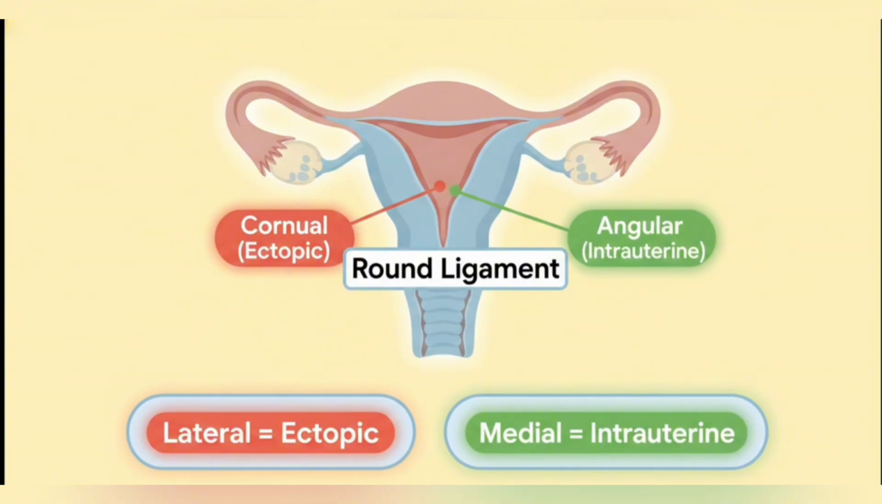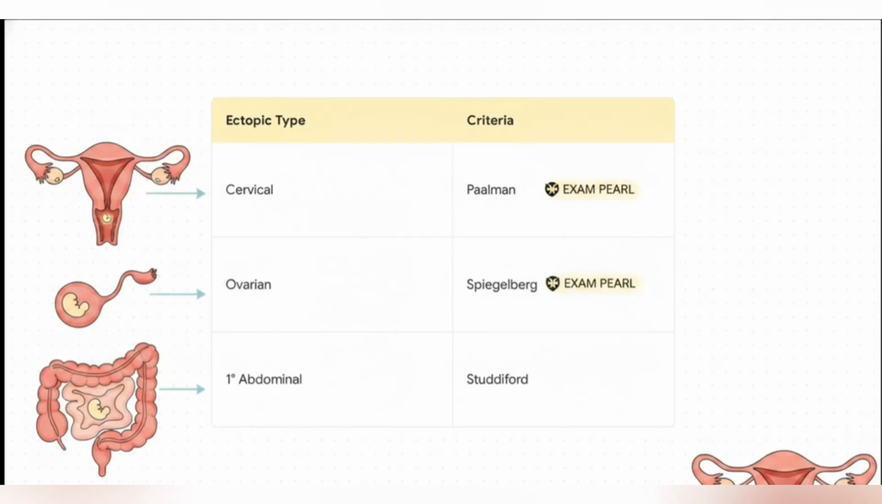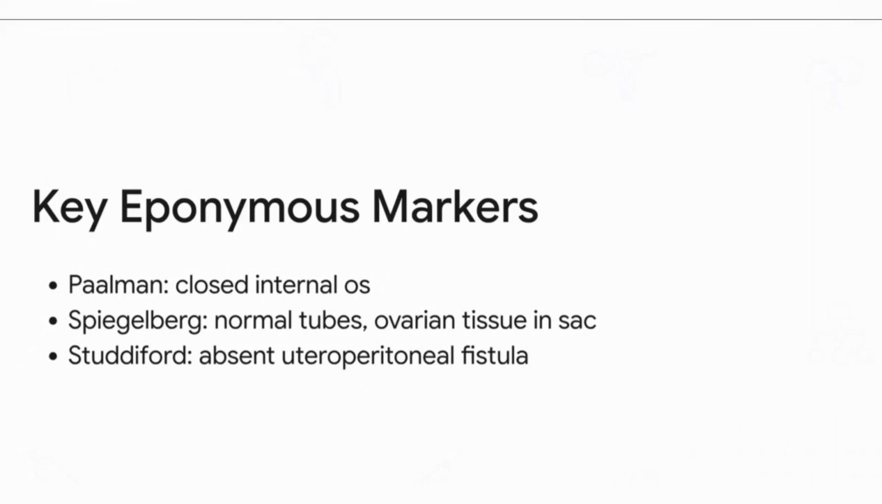Don't get confused here. Now for the eponymous criteria. You need to burn these names into your memory for sure. For a cervical ectopic, we use Paulman criteria. For an ovarian ectopic, we use Spiegelberg criteria. And for a primary or first-degree abdominal ectopic, we look at Studiford criteria. Paulman, Spiegelberg, Studiford. Let's rapidly fire through the distinguishing features of each.